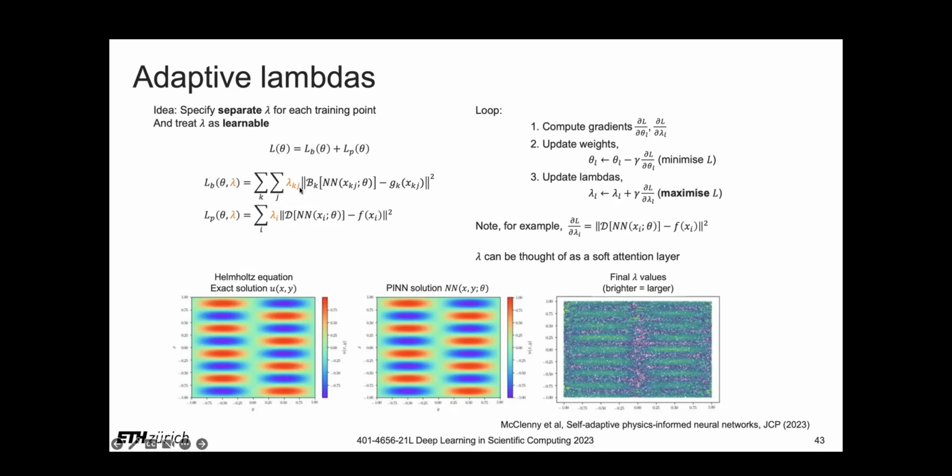So lambda here now is indexed by k, j, so these are all the boundary conditions, and also by i, so all the collocation points in the physics loss. And we're going to learn these in our loss function as well as theta, and we're going to do it simultaneously.